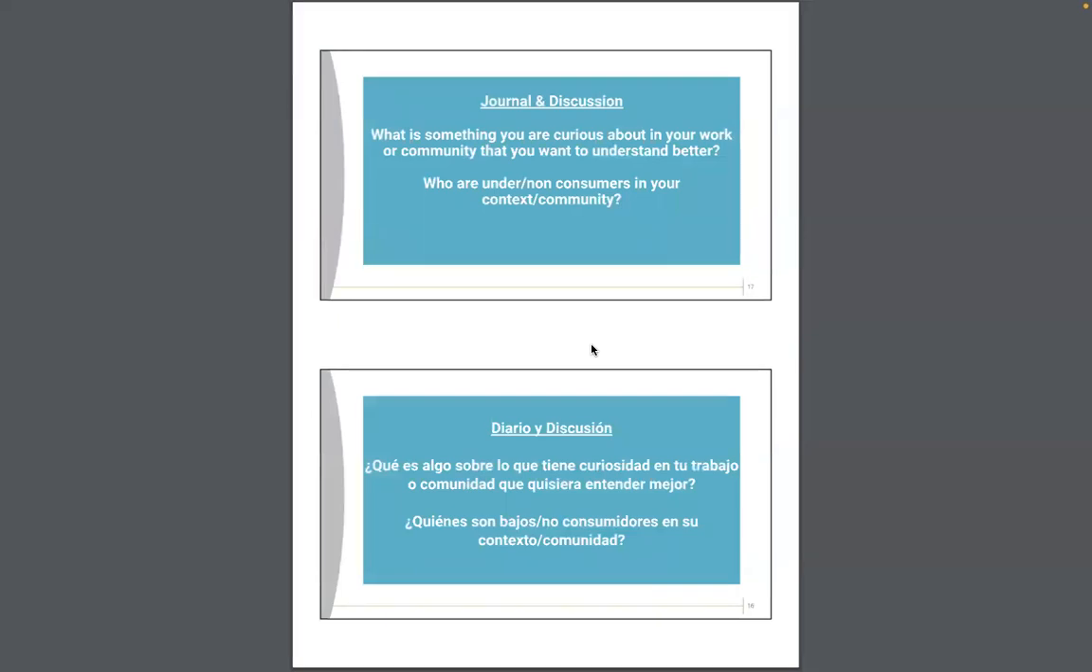Here's another journal opportunity. We want you to just take a moment based on what we just talked about and ask yourself what you're curious about in your work or in your community that you want to understand better. And then who are the under non-consumers in your context, in your community? So go ahead and pause the recording. Take 5 minutes to journal about this.